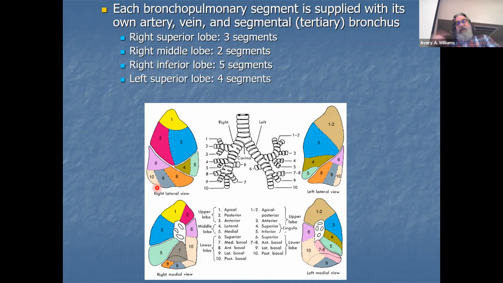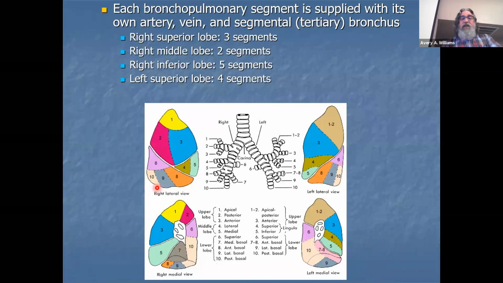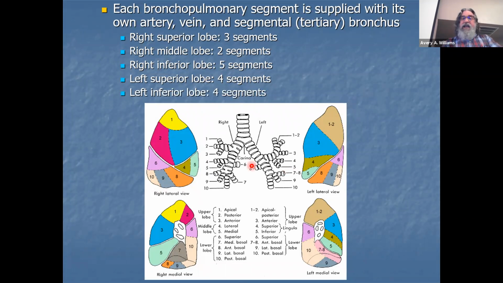And then if you look at the left lung, it's 4 and 4. The superior lobe has 4 segments, and the left inferior lobe also has 4 segments. There are 2 fewer because the superior lobe and inferior lobe have some segments that fuse together. You can see right here, 1 and 2 are fused. In the back here, 7 and 8 are fused, but that's not important. What I want you to know is that each lobe is divided into segments, 18 total. How about that? The end. So that's the respiratory system.